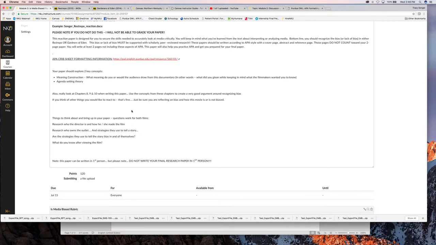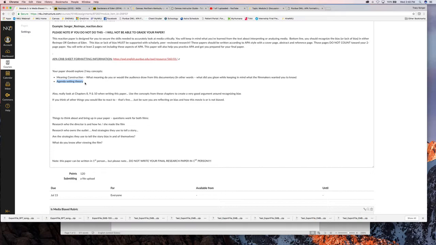Okay, so you should explore two key concepts. Meaning construction. So in other words, that is from your readings. What meaning would you or the audience draw from the documentary? What did you glean while keeping in mind what the filmmakers wanted you to know? And then also, this is a little bit in your book, but if you look up agenda setting theory, I'd like you to use this theory when analyzing this piece of work to look for bias.